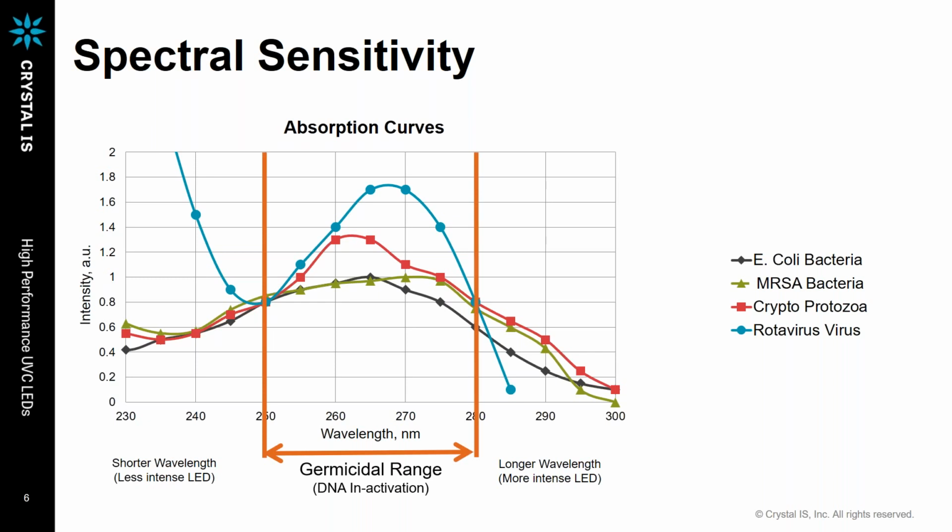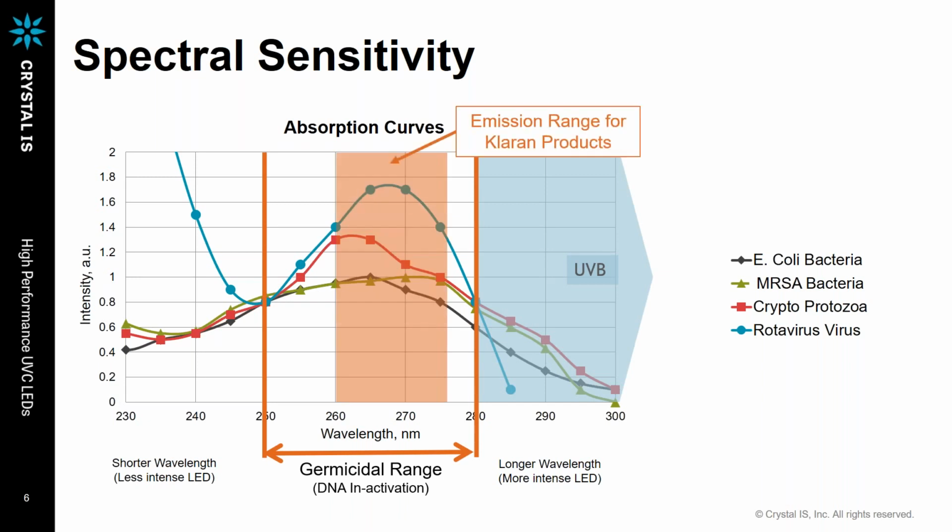That is what we consider the germicidal range. We are considering 250 to 280 as a germicidal range. 280 and above is the UVB range. And 260 to 275 is the maxima, and that is where our Clarion product emission range is also. So that actually perfectly attacks the DNA of these microbes.